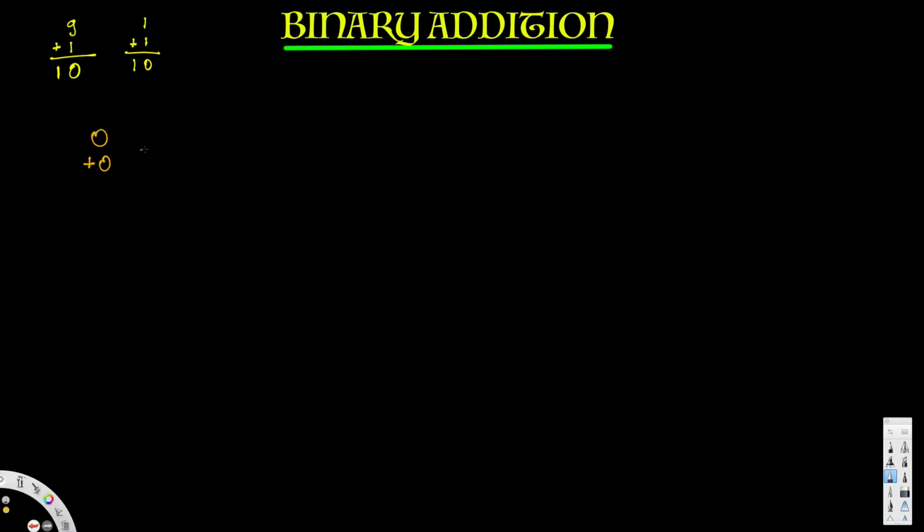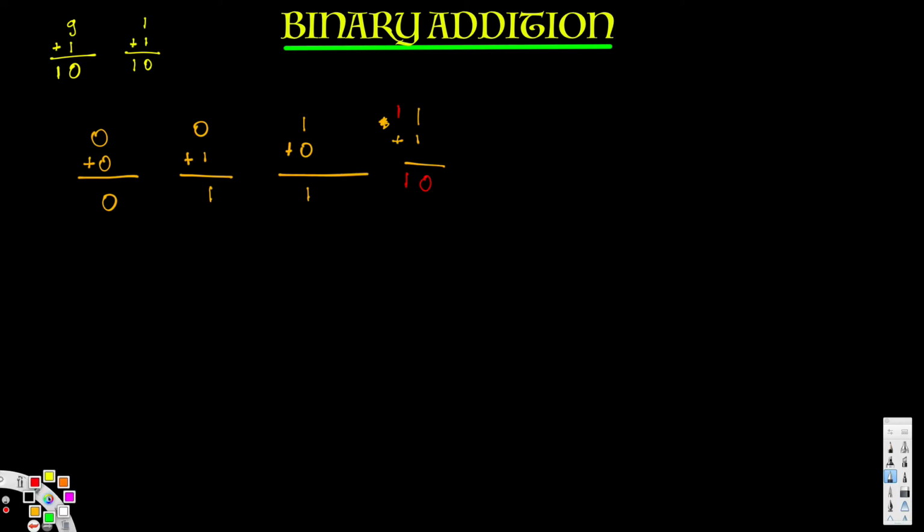0 plus 0, 0 plus 1, 1 plus 0, and 1 plus 1. So let's add these 4 binary numbers. 0 plus 0, that's going to be 0. 0 plus 1, that's going to be 1. 1 plus 0, that's going to be 1. And 1 plus 1, we cannot have 2 in binary, so we have to have a carry right here, and this is going to be just 0 and we have 1. So that's going to be the addition.